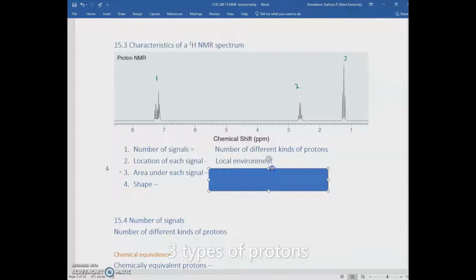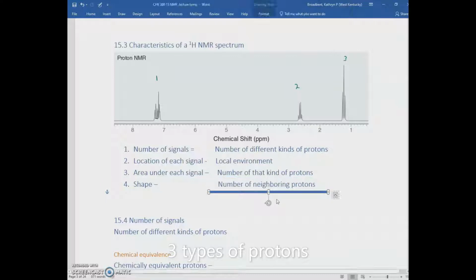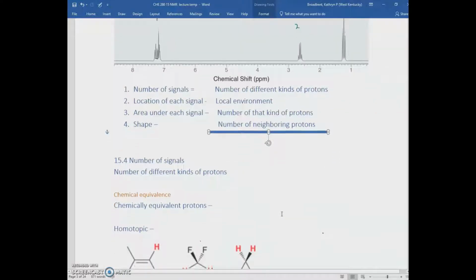The location of the signal will tell us about the local environment of those protons. The area under each of the peaks is going to tell us the number of that kind of proton. And the shape is going to tell us about the number of neighboring protons. So let's start with looking at the number of signals.